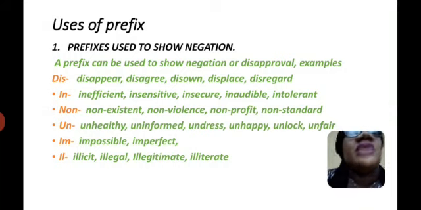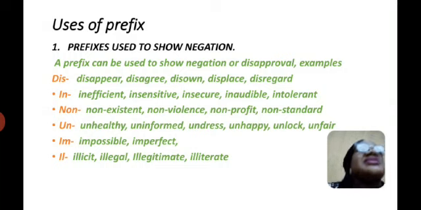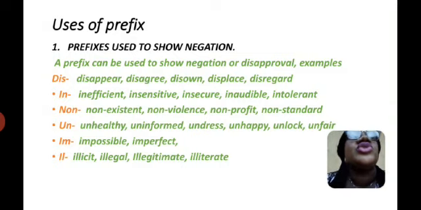Then we have non: non-existence, non-violence, non-standard. Un: unhealthy, uninformed, undressed, unhappy, unlucky. Then we have im: imperfect, impossible. Then we have il: illicit, illegal, illegitimate, and illiterate. These are examples, and there are more of them, of prefixes that we use to show negation.